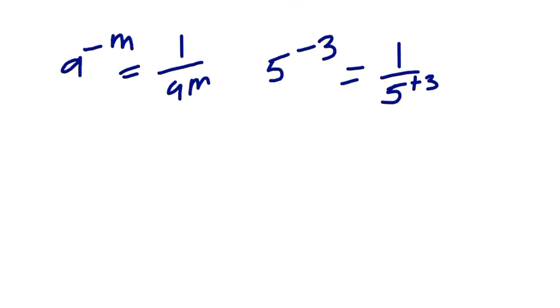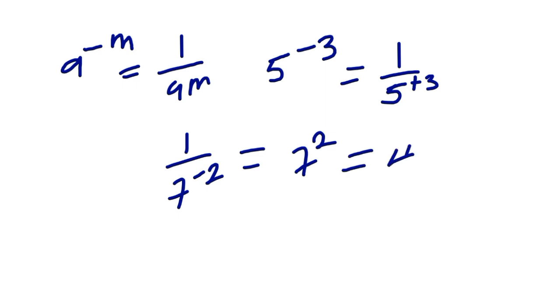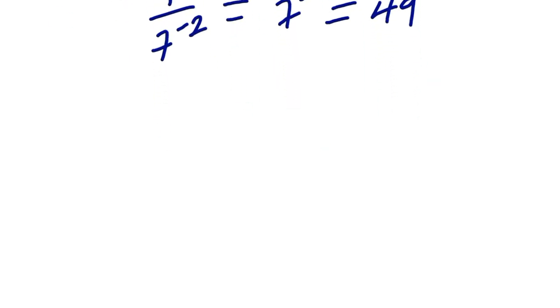Now also when you have 1 all over 7 raised to the power of minus 2, what will this give us? This will give us 7 raised to the power of 2. So 7 raised to the power of 2 will give us 49. Now, without wasting time, let's move to the next law.